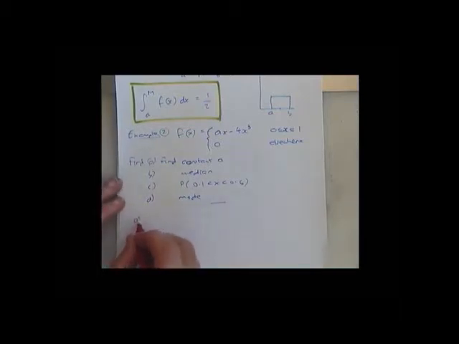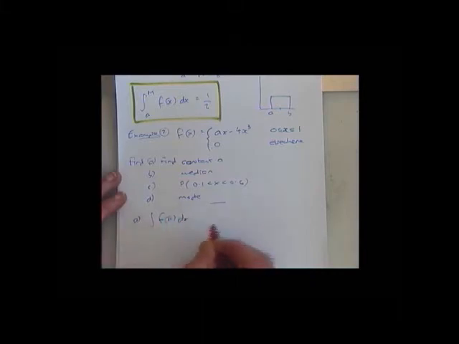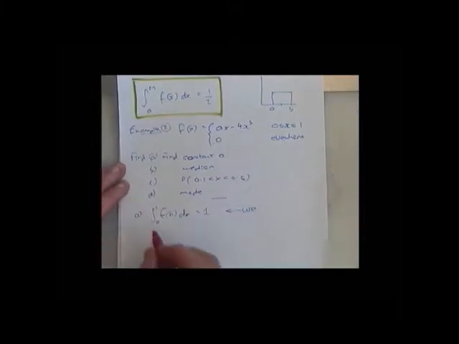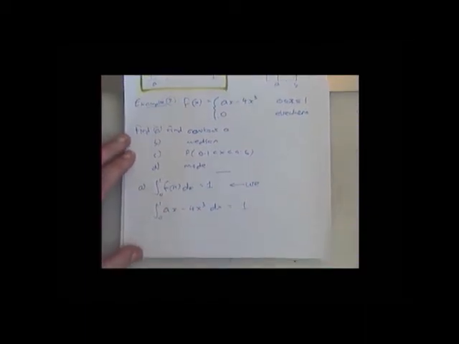So for part A, to find the constant, I know that if I integrate my function between my limits, which are 0 and 1, I will get an answer of 1. So that is what I am going to use to do this. So I'm going to integrate ax minus 4x cubed dx between 0 and 1 and set the answer at 1.